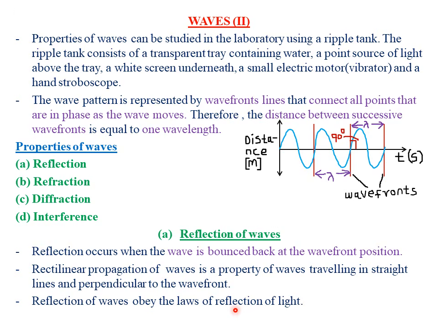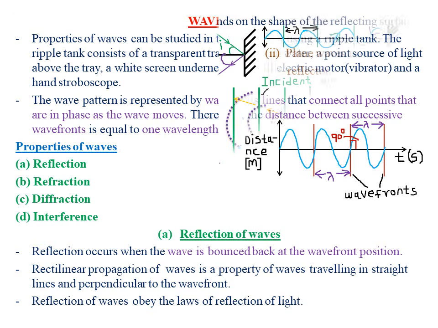That is, the incident ray, reflected ray, and the normal at the point of incidence occur on the same plane. So similarly, for waves, we shall say that the incident wave, the reflected wave, and the normal at the point of incidence occur on the same plane, or on the same side of the reflecting surface.